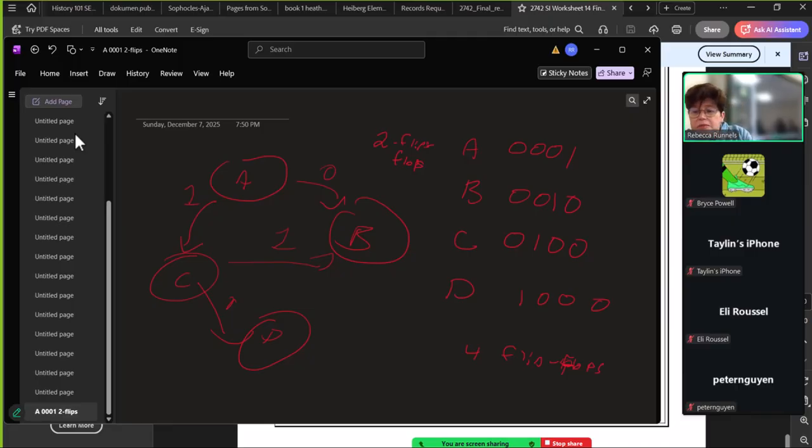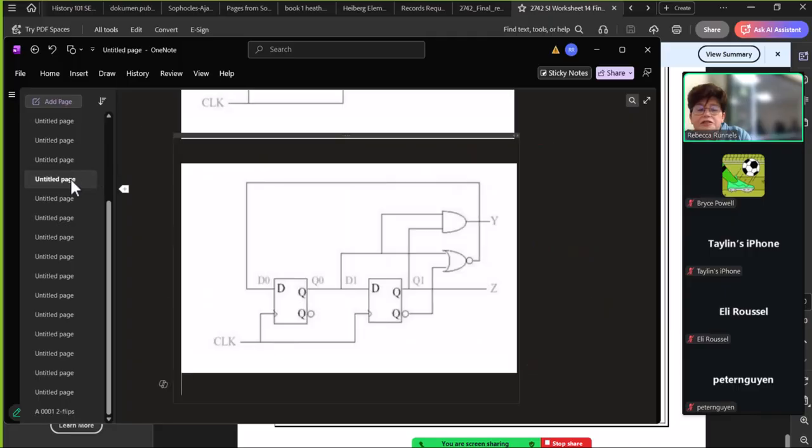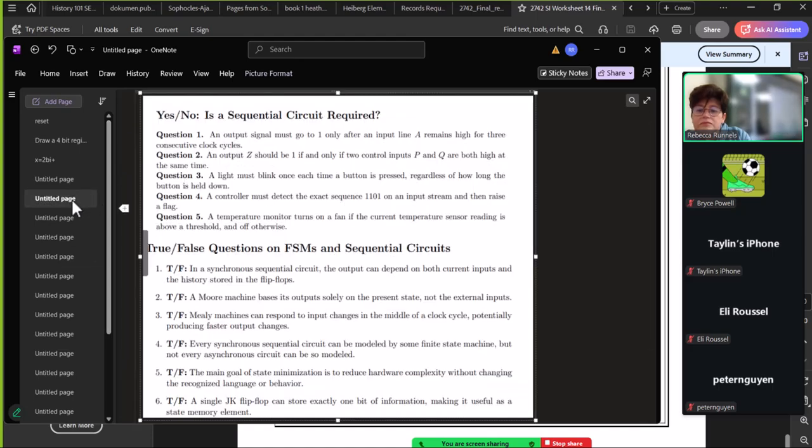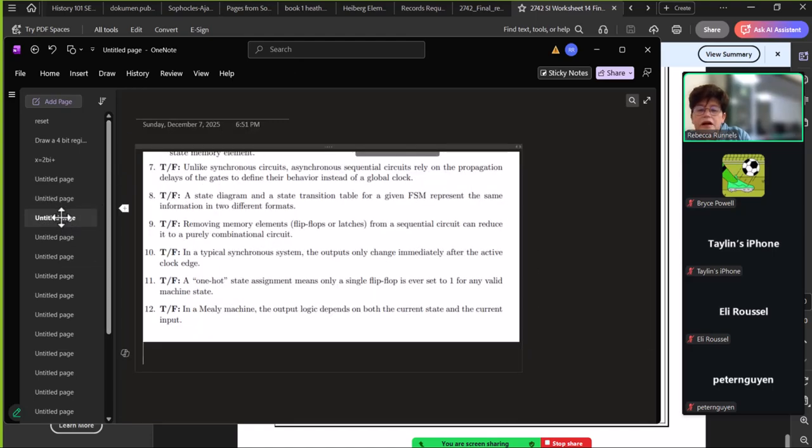And so if we go back and look at the question, a one hot state assignment means only a single flip-flop is ever set to 1 for any valid machine state. Now that makes sense, now that you've seen what it looks like. I guess true. So, I understand why it's true. In a Mealy machine, the output logic depends on both the current state and the current input. True.